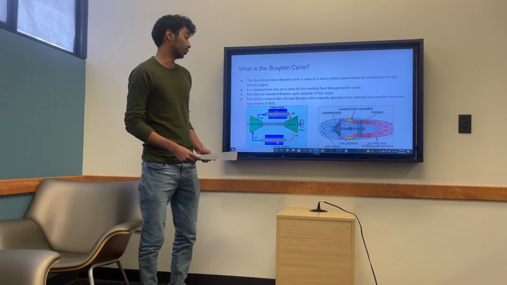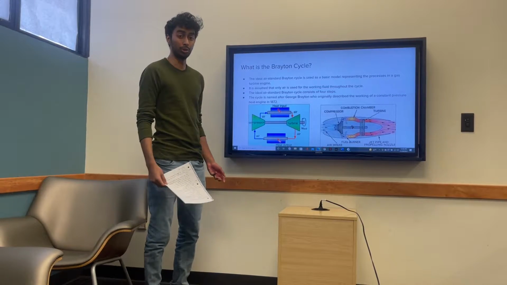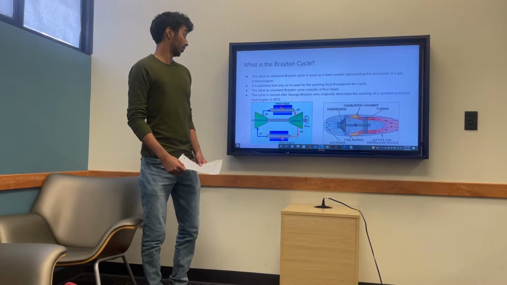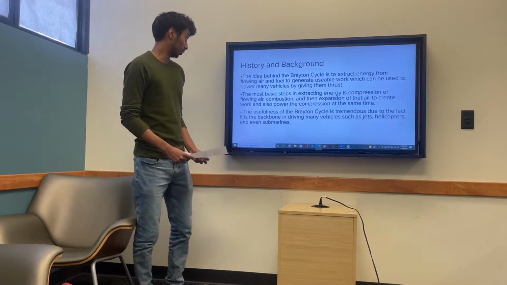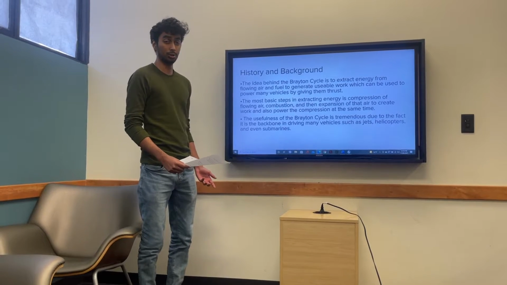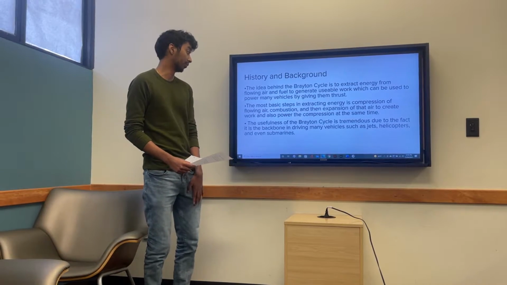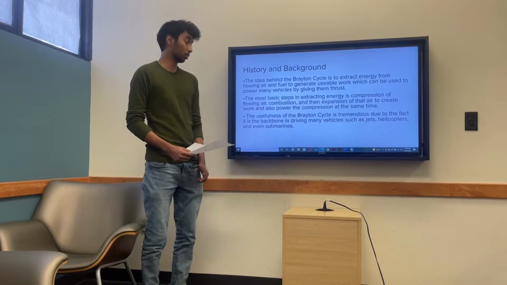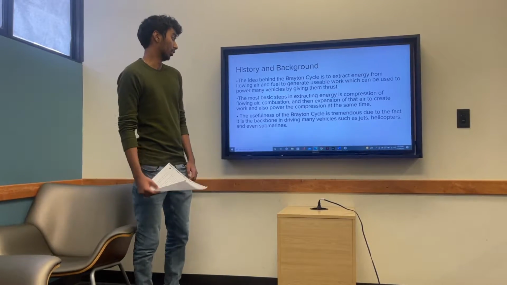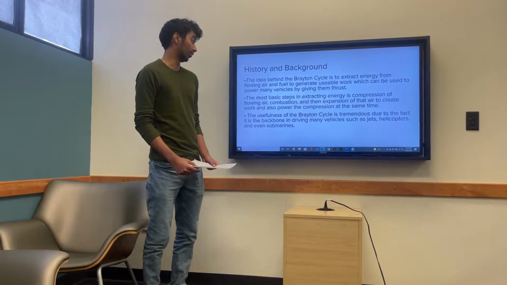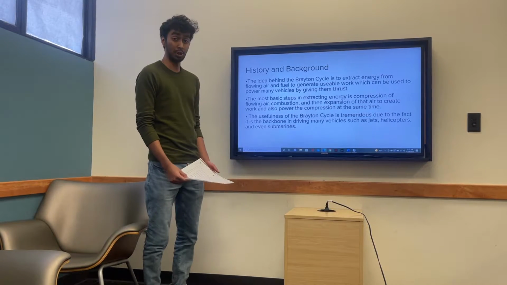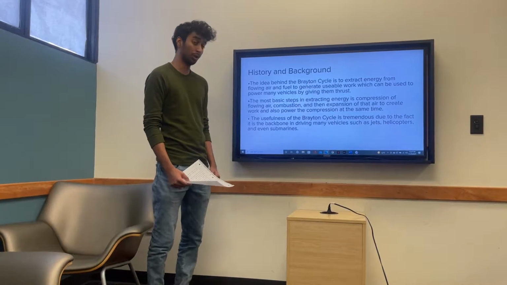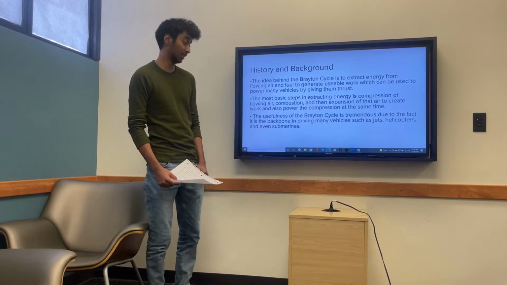The cycle is named after George Brayton, who originally described the workings of a constant pressure heat engine in 1872. The idea behind the Brayton cycle was to extract energy from flowing air and fuel to generate usable work, which can be used to power many vehicles by giving them thrust. The most basic steps of extracting that energy are the compression of the air, the combustion of the air, and the expansion of that air to create work and also power the compression at the same time.